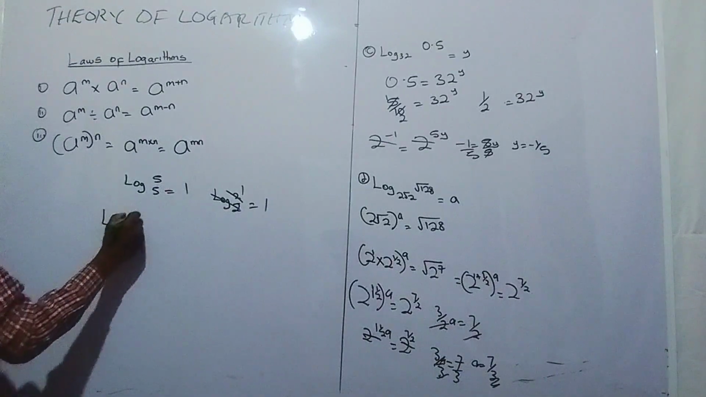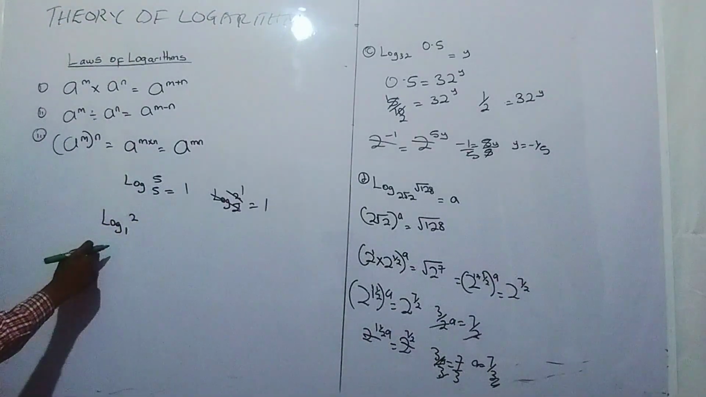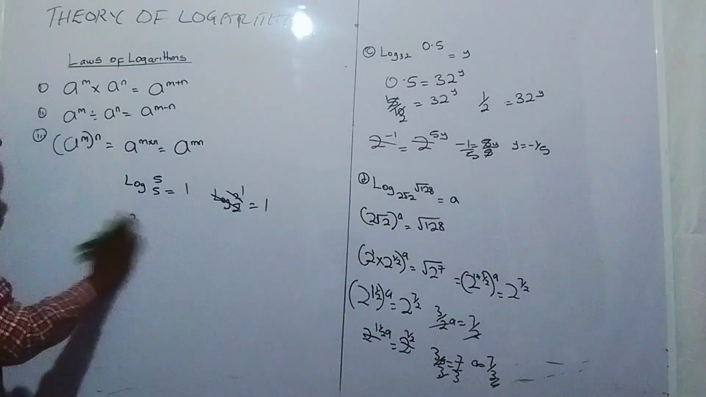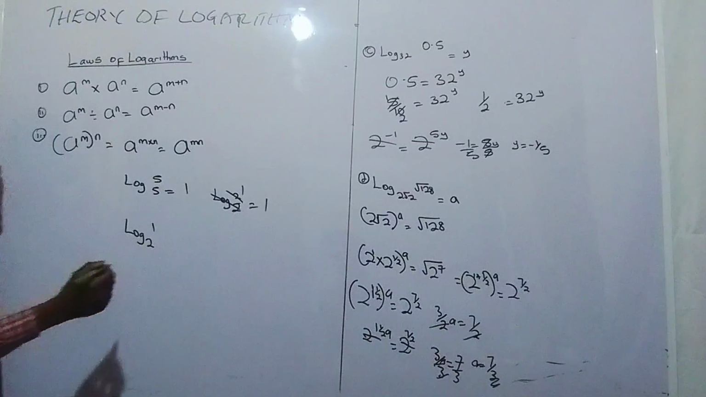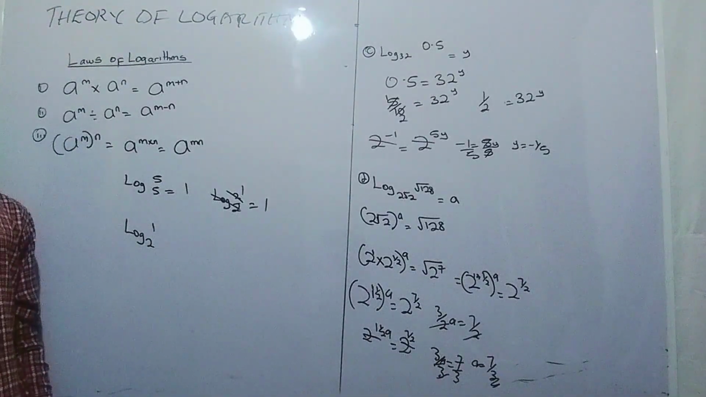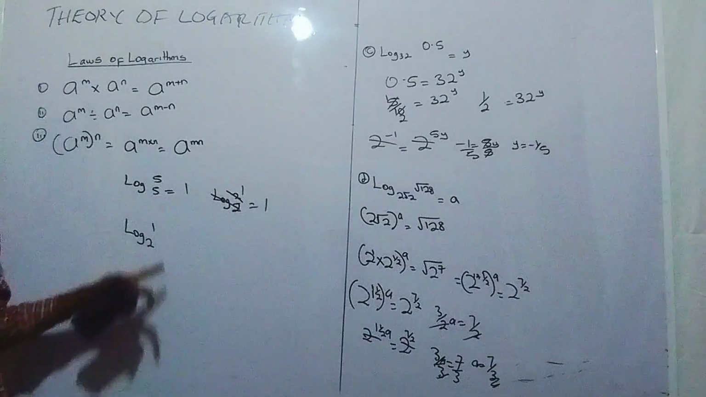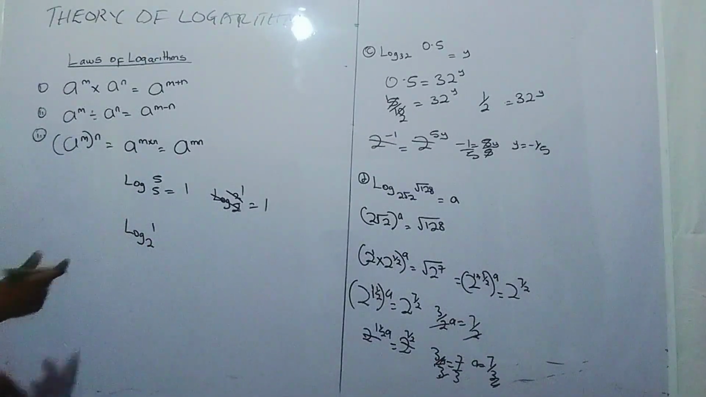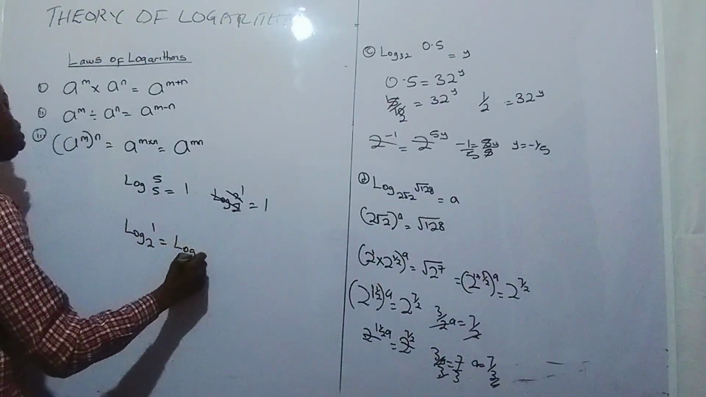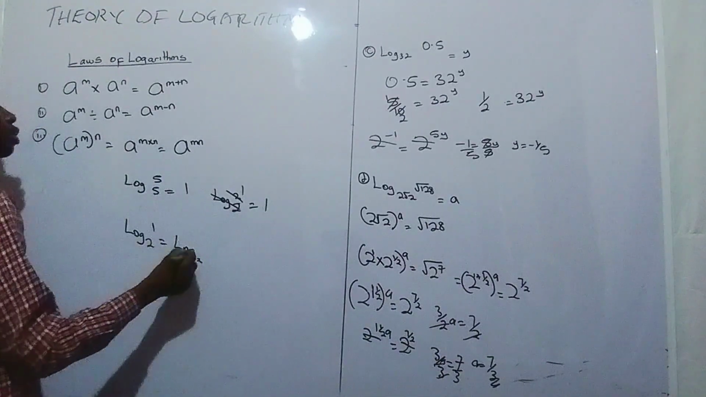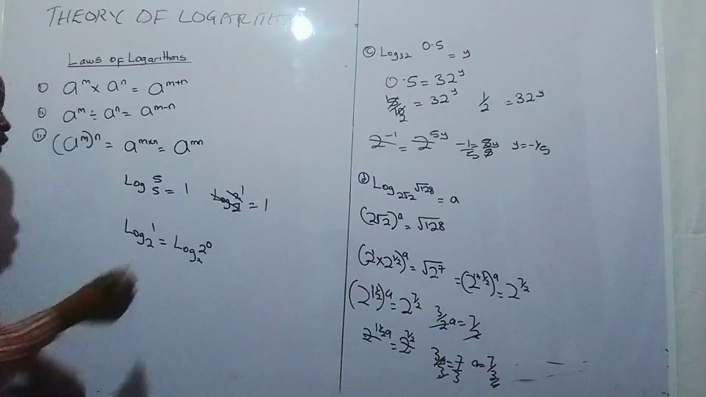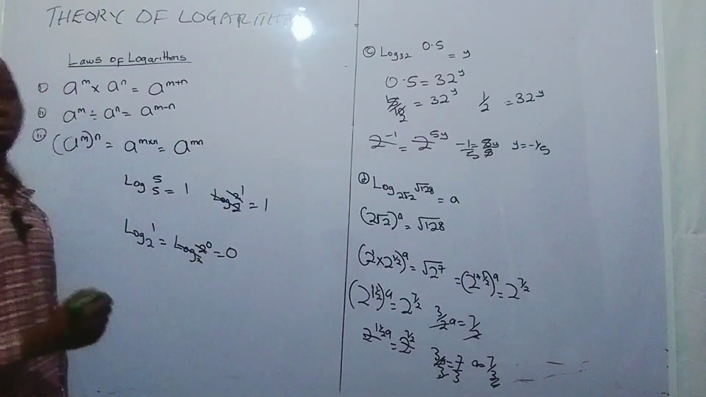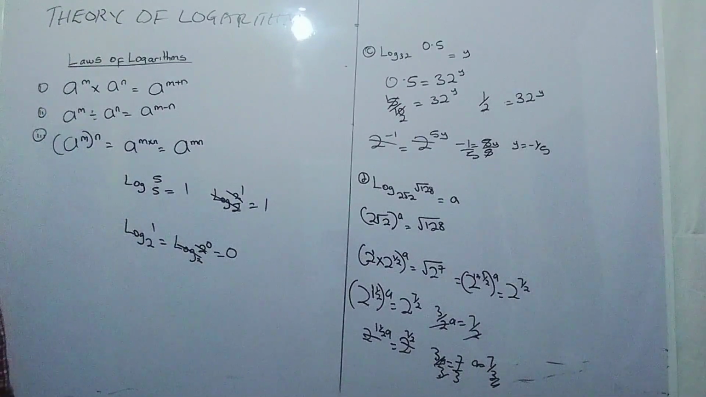If I say log 2 base 1, no, sorry, log 1 base 2. Log 1 to the base of anything is 0. And why do I say that? That is log to the base 2. This one can be 2 raised to power 0. Knowing that anything raised to power 0 is what? 1. This cancels this. That's 0. Obviously.